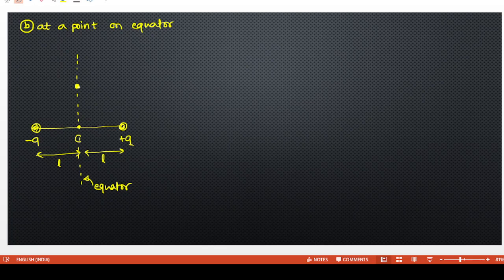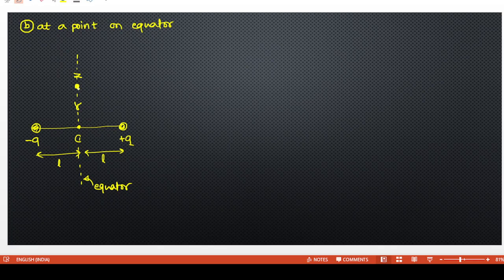All the distances are measured from the center of the dipole. Let us take any general point as Z. Let us take the distance of point Z from the center of the dipole as small r.